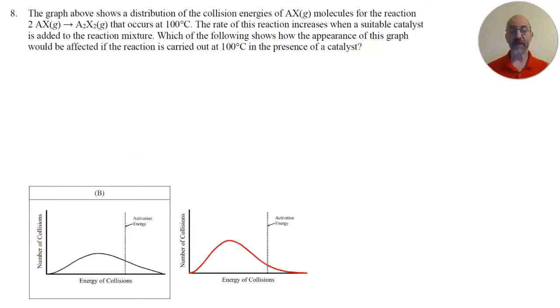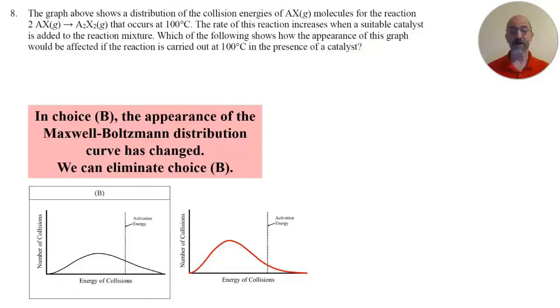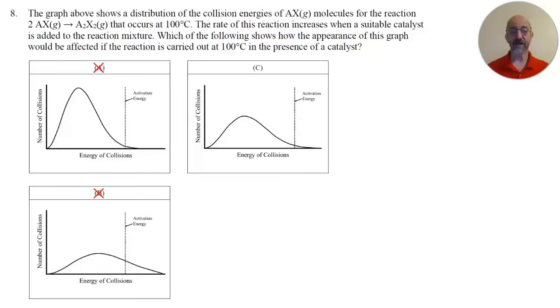Now look at choice B. It looks like they tried to change the temperature. That curve looks broader and flatter. So again, we can eliminate choice B because the appearance of the Maxwell-Boltzmann distribution curve has changed. So we have four choices. We know it's not A and it's not B. So now it's either C or D.